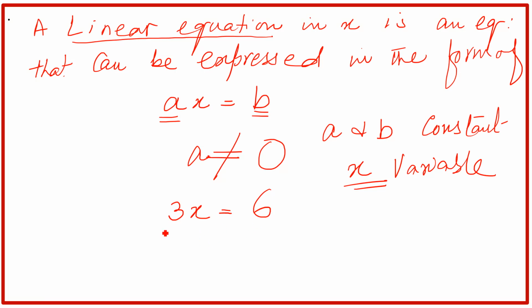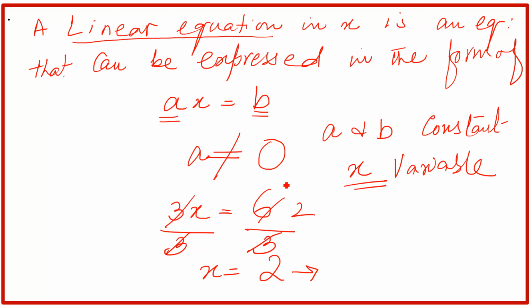But here the answer is divided by 3, divided by 3. They will cancel each other, so x is equal to 2. You will get some answer. So a should never be equal to 0.